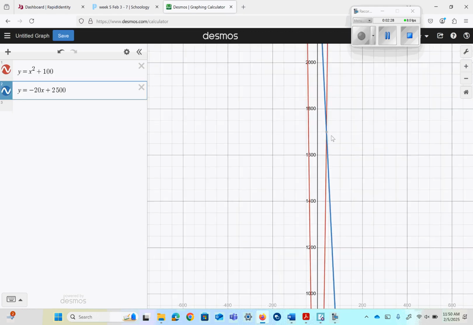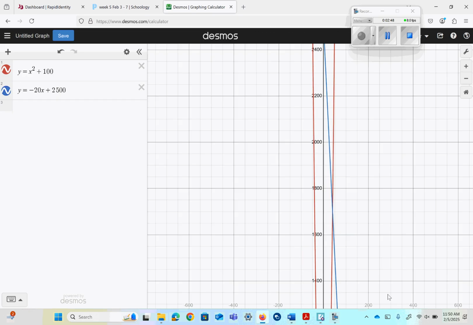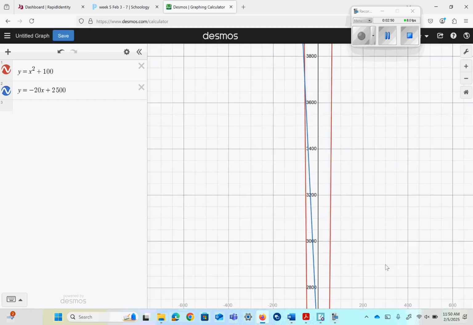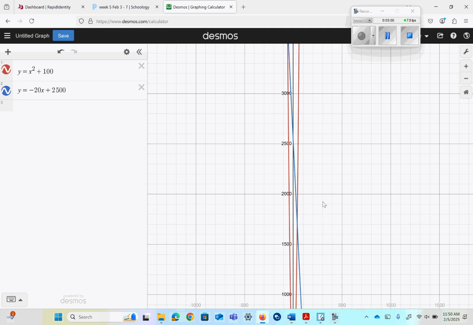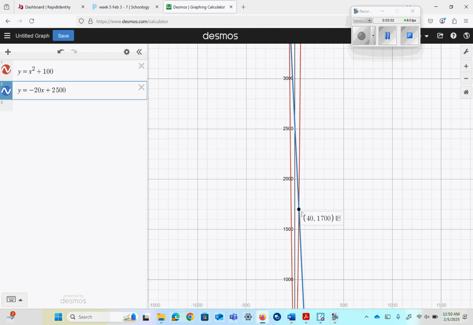Ooh, about up there. All right. So the market equilibrium on this one, we don't want to see the negative. I realize it's a parabola versus a line, meaning the line is going to cross it twice. But I think 40, 1700 is the ideal one. If you went up here and found this market equilibrium, it'd be like negative 60, 3700, which wouldn't make sense. So we're just looking for the positive value. So 40, 1700.